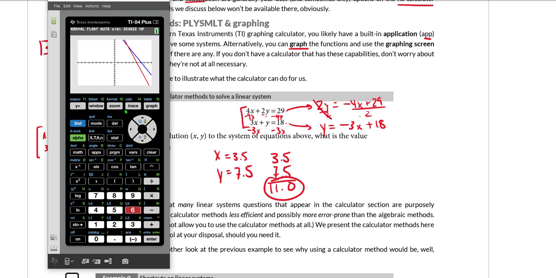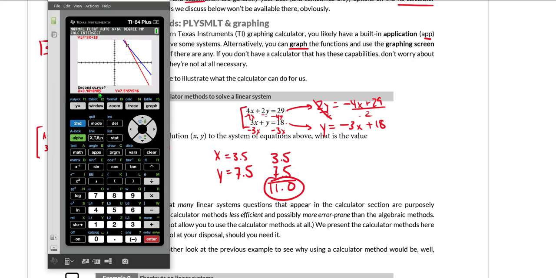So a little visual inspection can tell me that I can get close to 3.5, 7.5, but I do want to be exact, which means I'm going to use the calculations function right here. So I'm going to do second and then hit the trace button, which will bring up my calculate options, and I'm going to select number 5, which is intersect. The calculator is going to ask me to put my cursor on the first curve, and it's already on the first curve. I'm just going to put the cursor somewhere near the point of intersection, so I just hit right there until I saw my cursor appear. So I'm going to hit enter at that point.